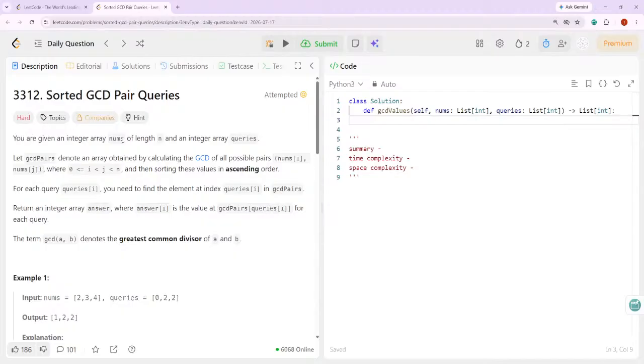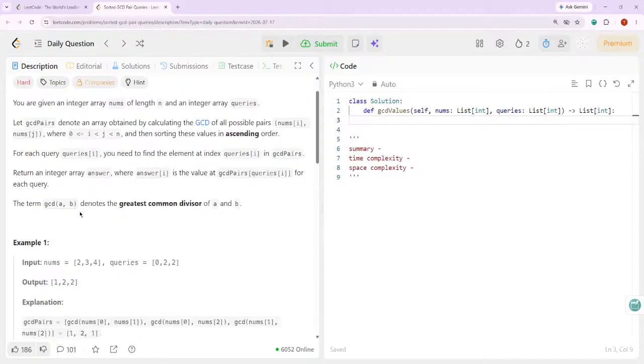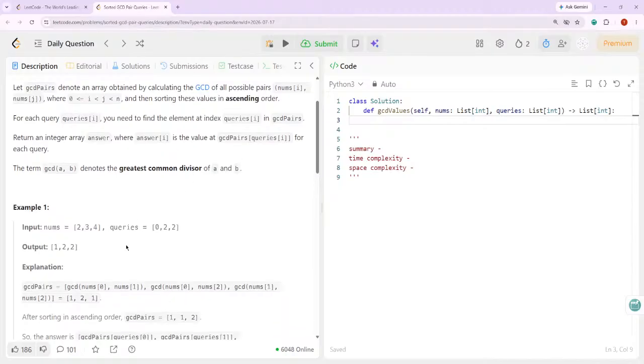You're given an integer array nums of length n and integer array queries. GCD pairs denote an array obtained by calculating the GCD of all possible pairs nums at i and nums at j, where i and j are in order, and then sorting these values in ascending order. For each query, queries at i, you need to find the element at index queries at i in GCD pairs. Return an integer array answer, where answer at i is the value of GCD pairs at queries at i for each query. GCD is the greatest common divisor.